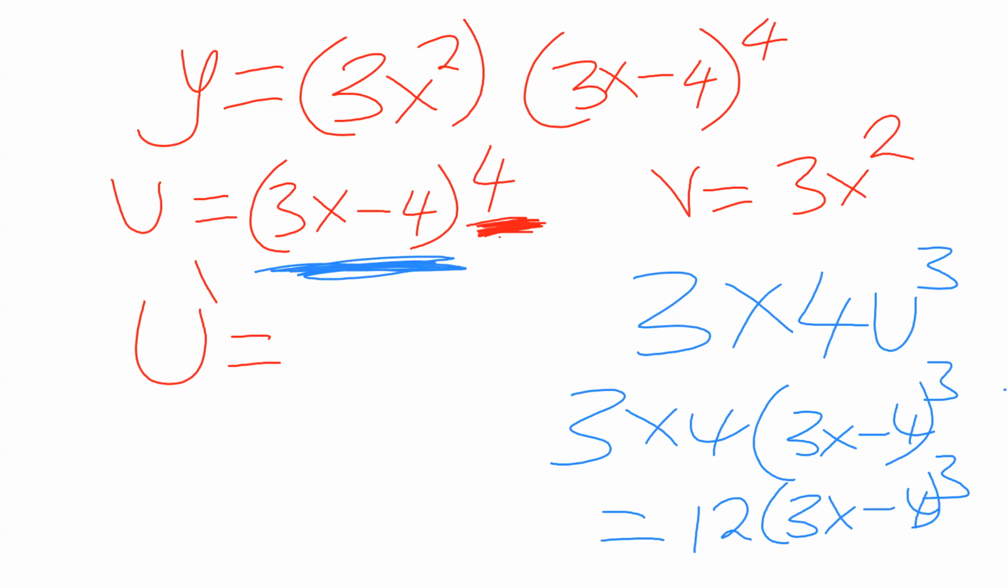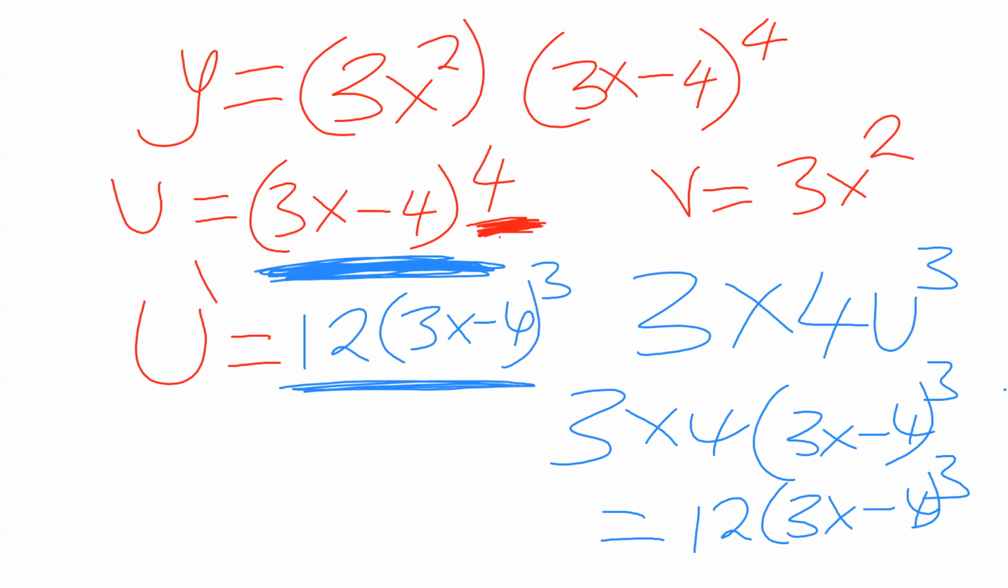So we were trying to differentiate this one using the chain rule. So the differential of that is 12, open the bracket, 3x minus 4 to the power 3. So that is our u prime. Did you get that?